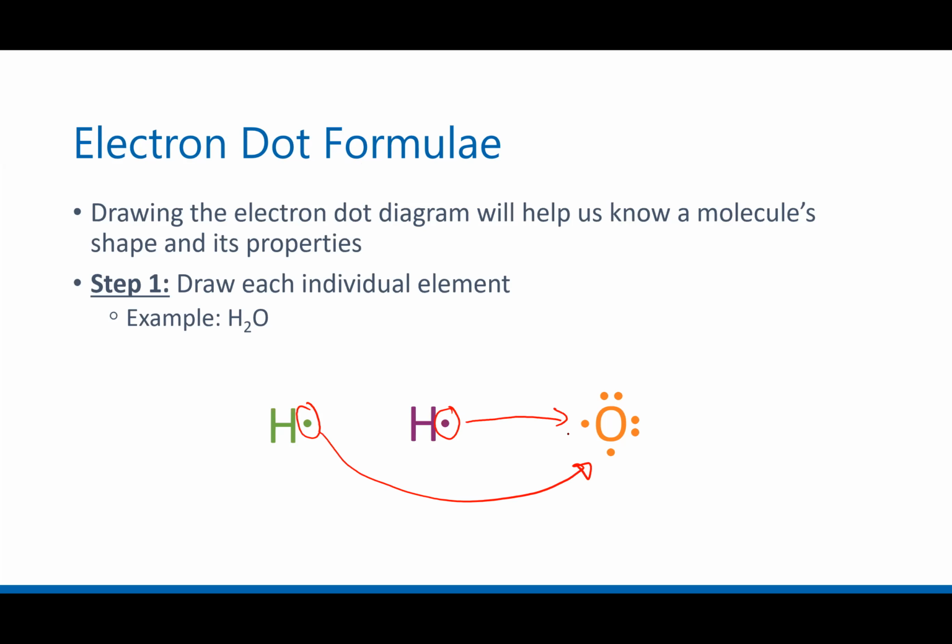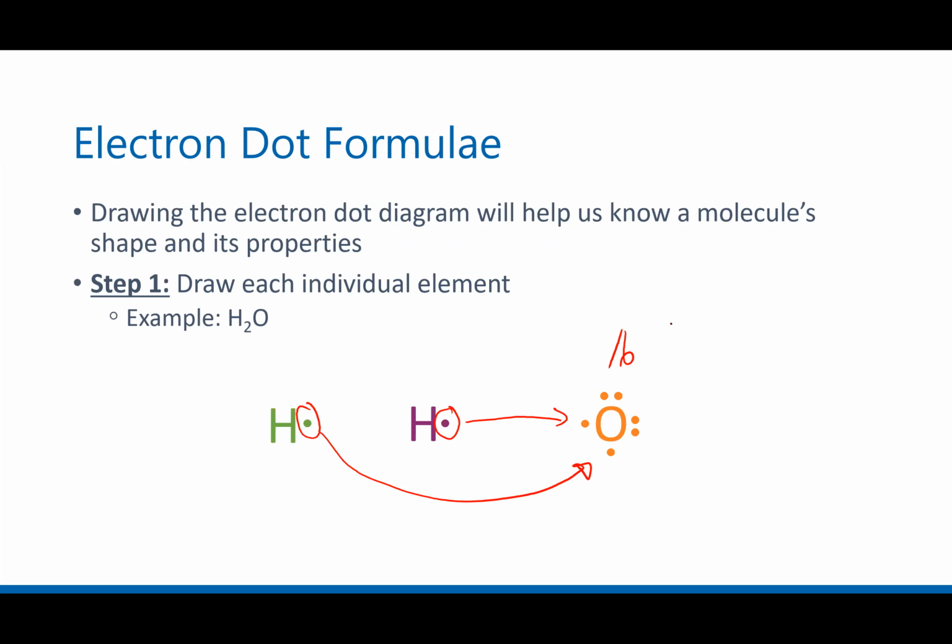Water has 2 hydrogens and 1 oxygen. The oxygen has 6 electrons because it's in group 16, and hydrogen only has 1. It's in group 1. So when you look at this compound, you can kind of see where the hydrogens would go. They would go to complete the octet for oxygen.